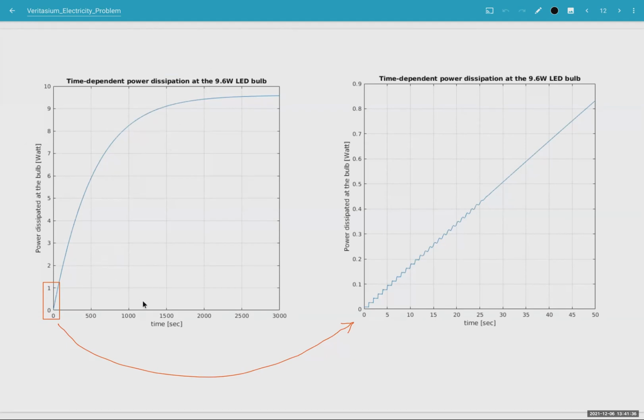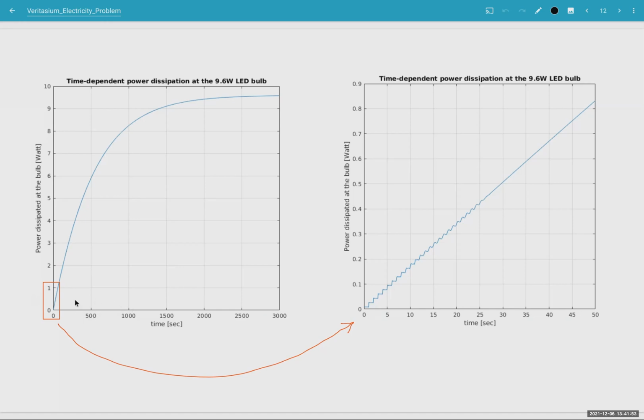I guess for about 1 second, much less than 0.1 watt is dissipated. So you won't see any lighting up of the LED at all. So this is for the short period from 0 to 50 seconds, and then from much longer.